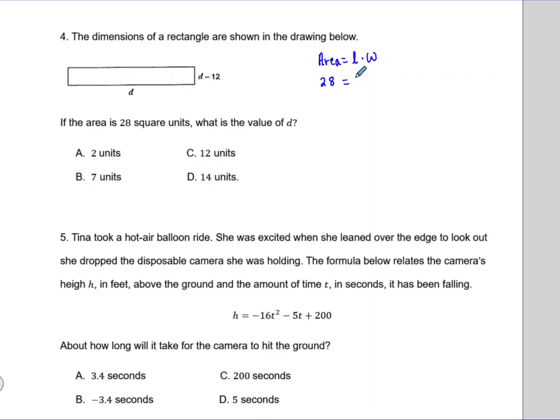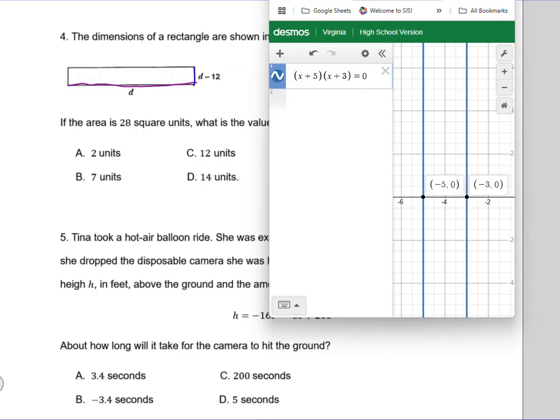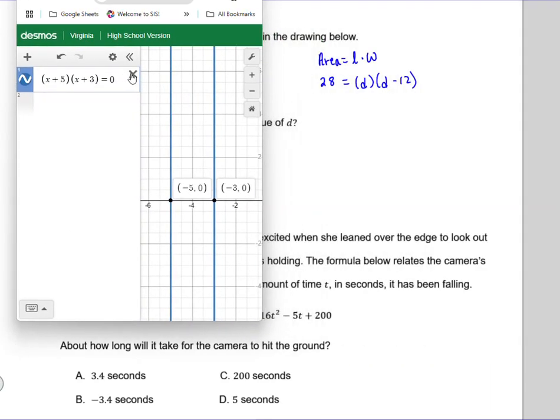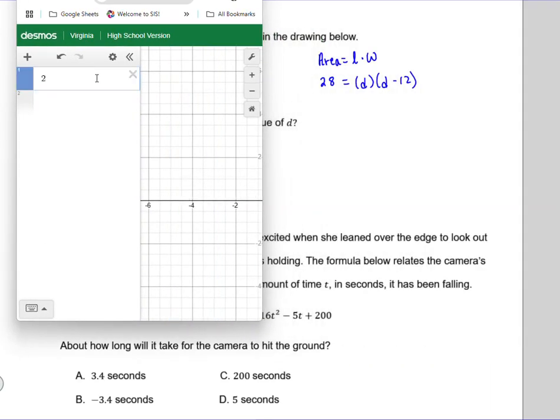So I'll go ahead and do the length, which is D, times the width, which is D minus 12. So this is my equation. At this point, honestly, I can just plug it in Desmos and find what D is equal to, which is exactly what I'll do.